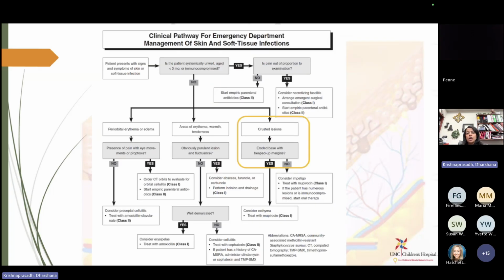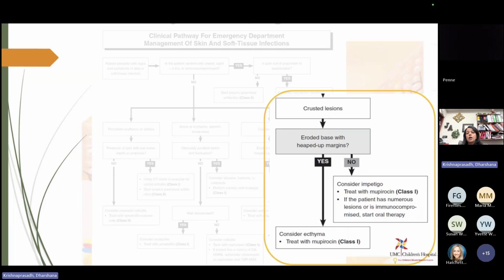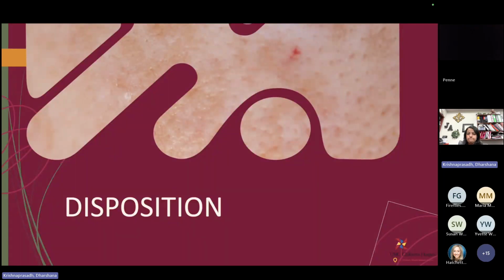Moving on to the last one, if you have crusted lesions, are their bases eroded with heaped up margins? If the answer is no, then it's impetigo. You can consider oral antibiotic choices for these patients. And if the answer is yes to that question, then it can be ecthyma and it's treated with mupirocin.